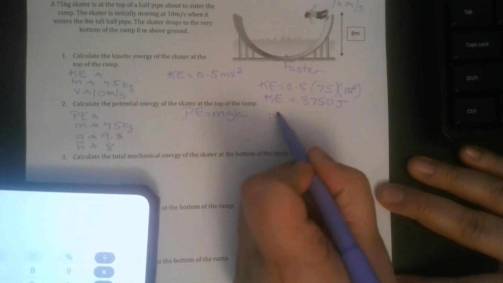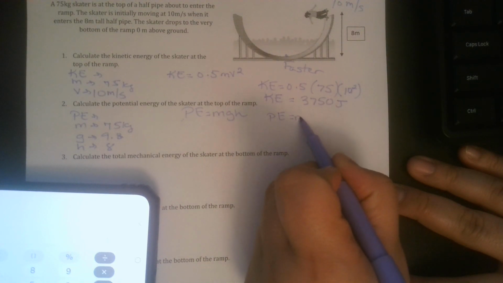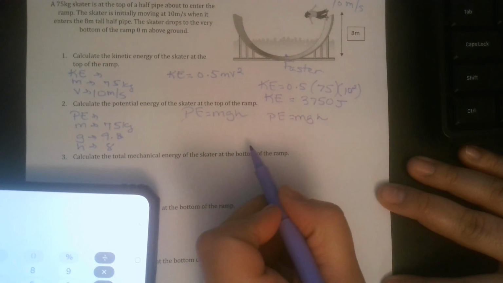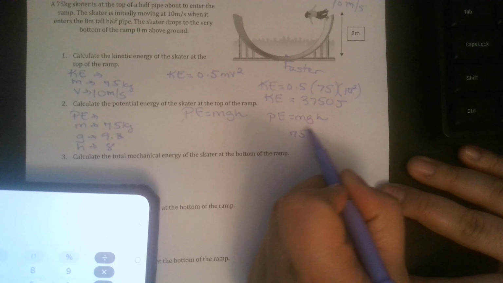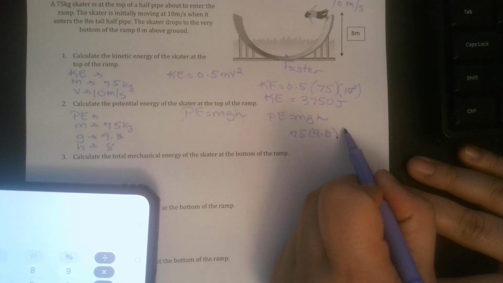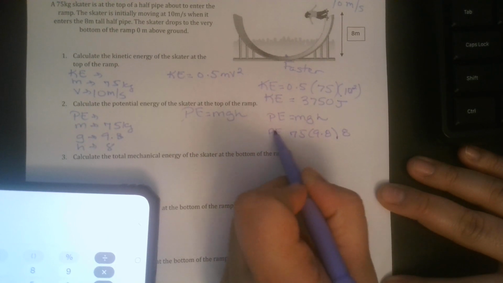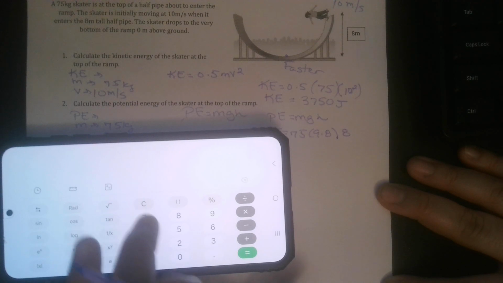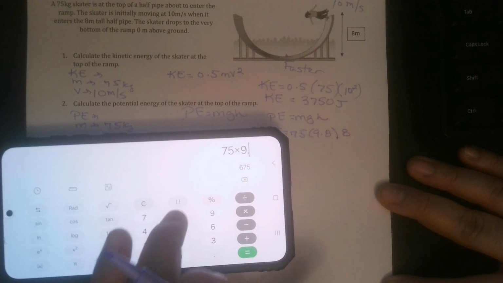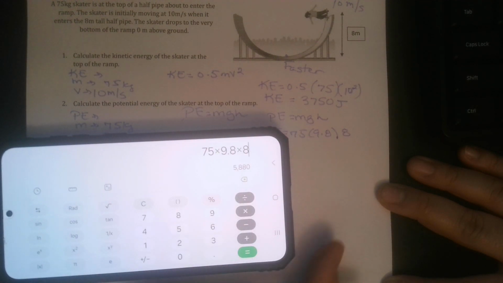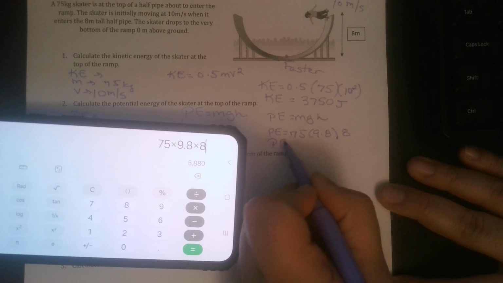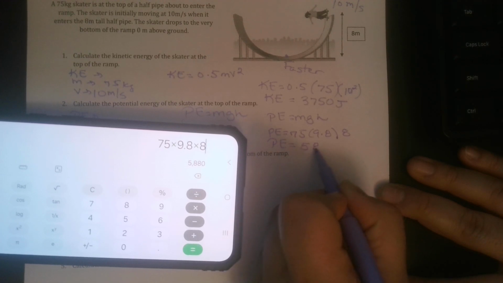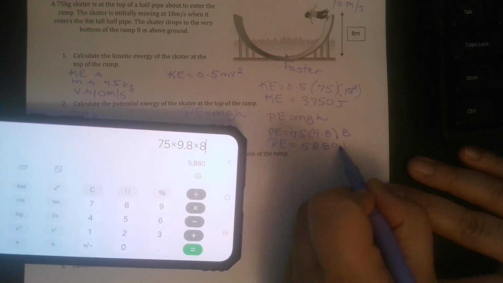And then for the potential energy, your mgh, 75 times 9.8 times 8. So this is going to be 5,880 joules.